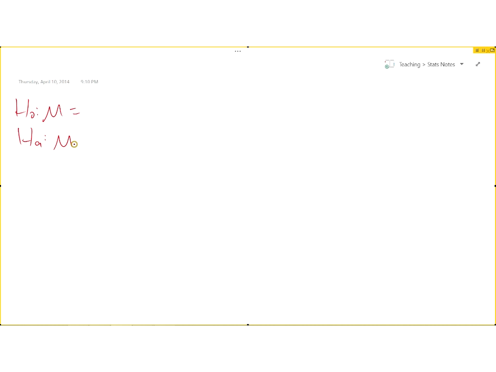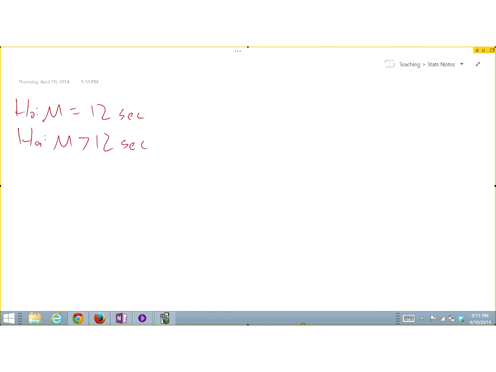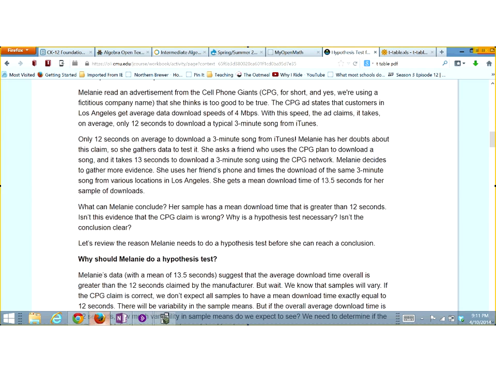Well, what's the company's claim? That it should take an average of 12 seconds to download a 3-minute song. And she doubts this. She thinks that it actually takes longer, which would be greater than 12 seconds. So those would be her null and alternative hypotheses. And that's all we can do so far from the information that's given. Let's look at what else.